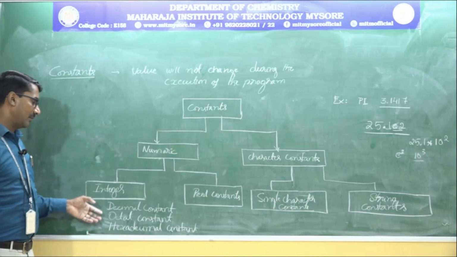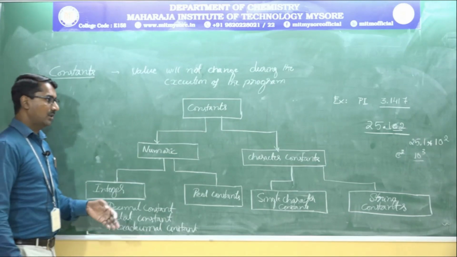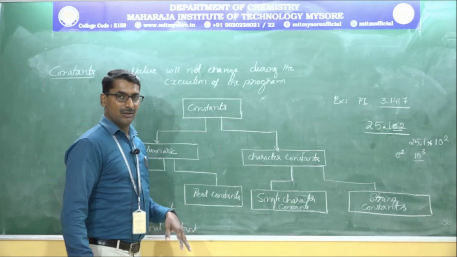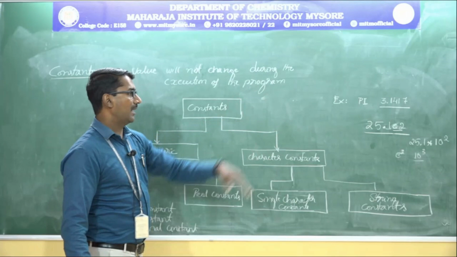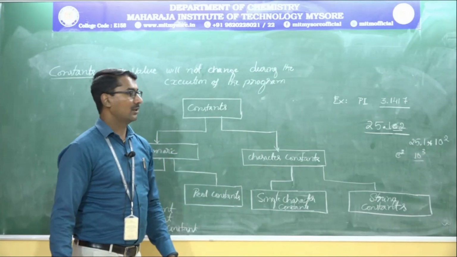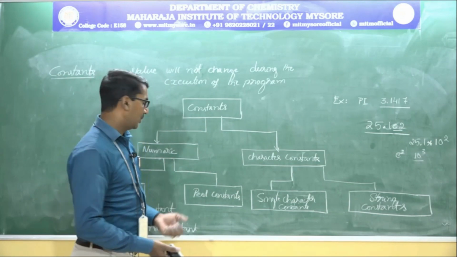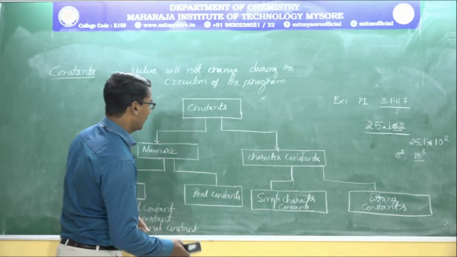In the integer constant we can represent only whole numbers, but the real constant contains fractional values. Example, pi 3.1417. Here .1417 is a fractional value. This can be represented only by the real constant.